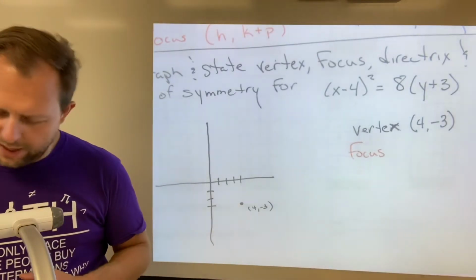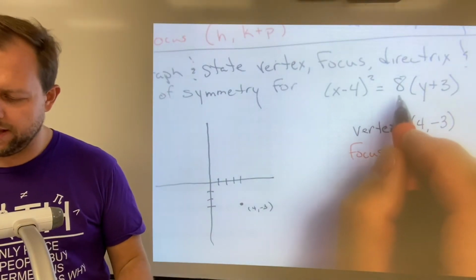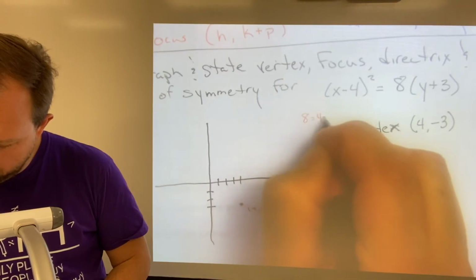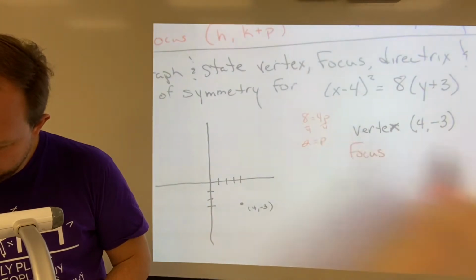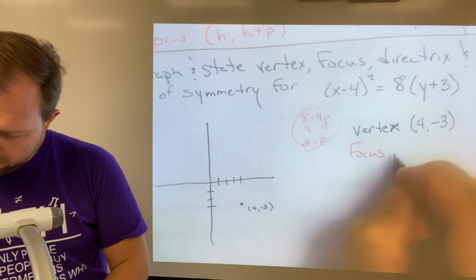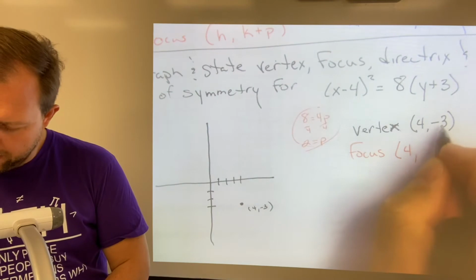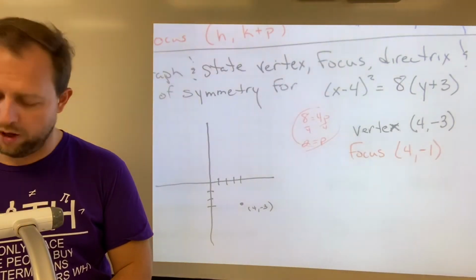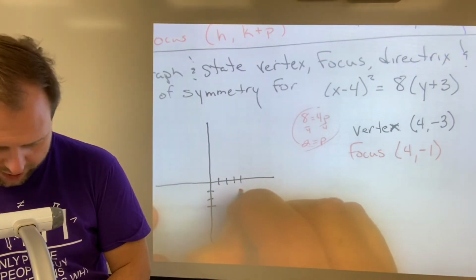Well, for the focus, I need p. Well, I have an 8 here. In the equation, it said that that 8 was equal to 4p. So if 8 is equal to 4p, then when I divide through by 4, I get 2 is equal to p. Okay? So for my focus, it is going to be at 4 comma negative 3 plus 2, which means it's at (4, negative 1). So (4, negative 1) means my focus is right here.